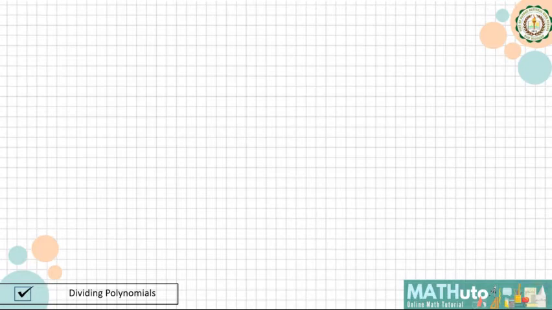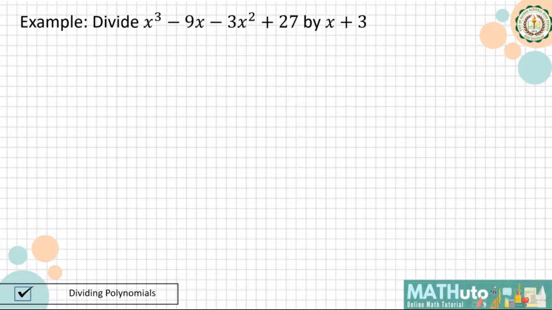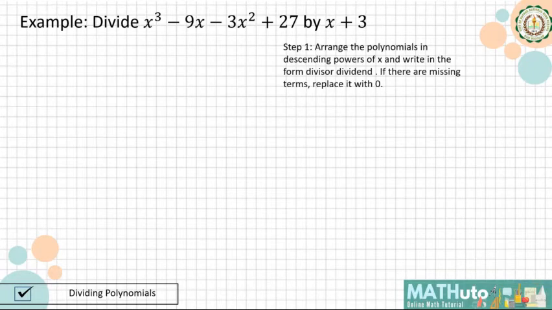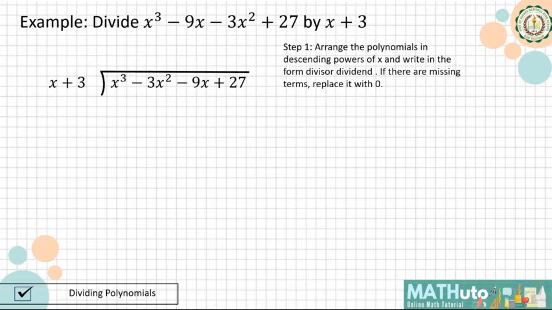Let us now try to divide the polynomial using long division. Step 1. Arrange the polynomials in descending powers of x and write in the form divisor and dividend. If there are missing terms, replace them with 0. So in this case, we have x cubed minus 3x squared minus 9x plus 27 as our dividend. And then we have x plus 3 outside, which is the divisor.